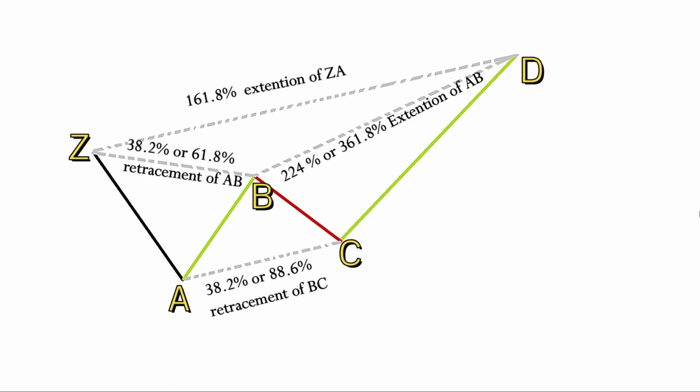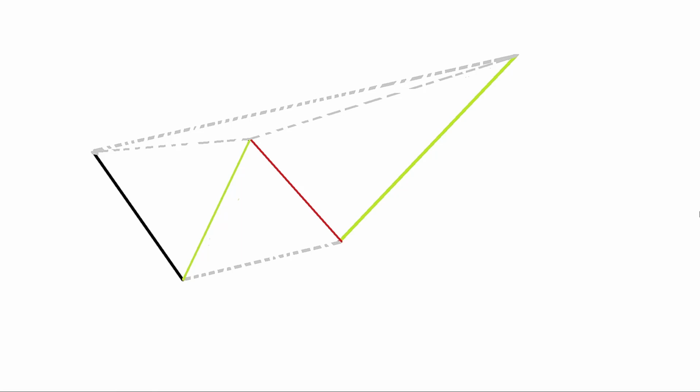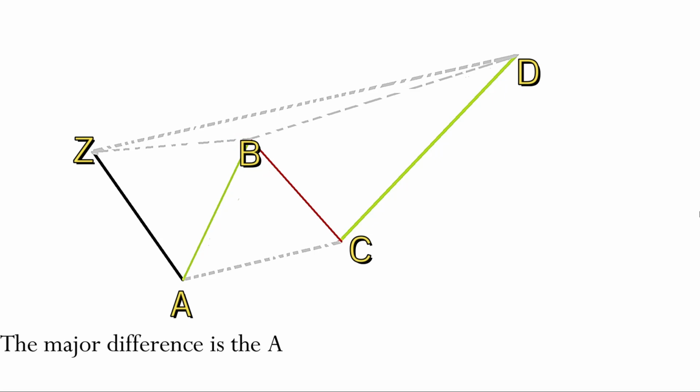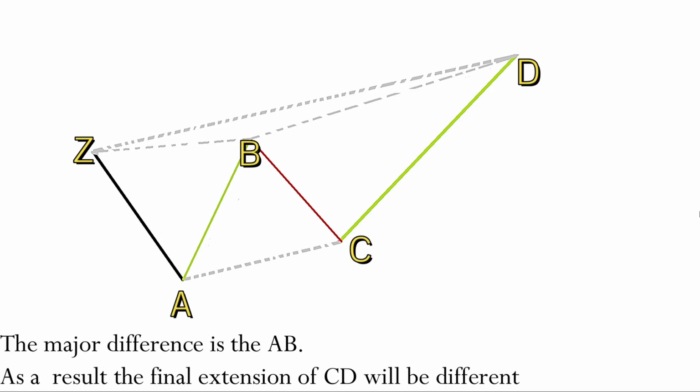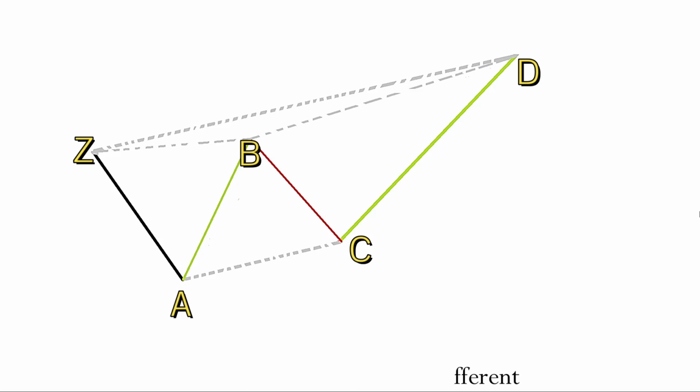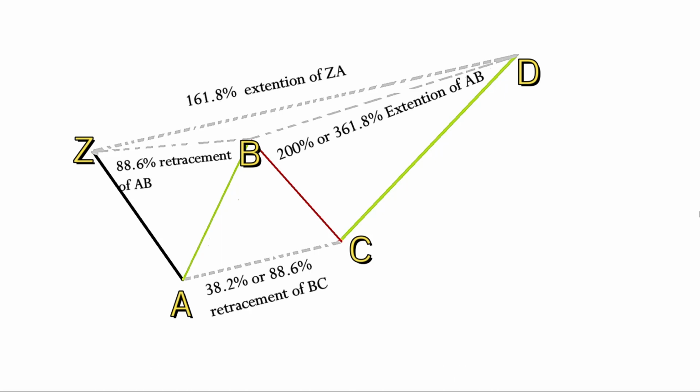Another slightly different variation, well known, is the dip crab. This is slightly different from the crab pattern outlined above. The only difference is the BC projection can range from 2.24 to 3.618. This length makes the difference between the crab and the dip crab.